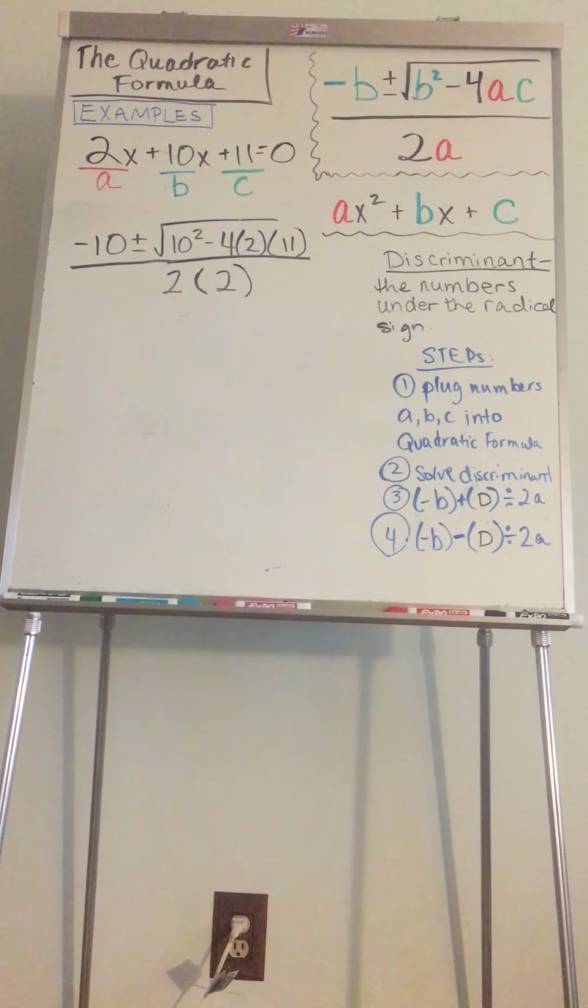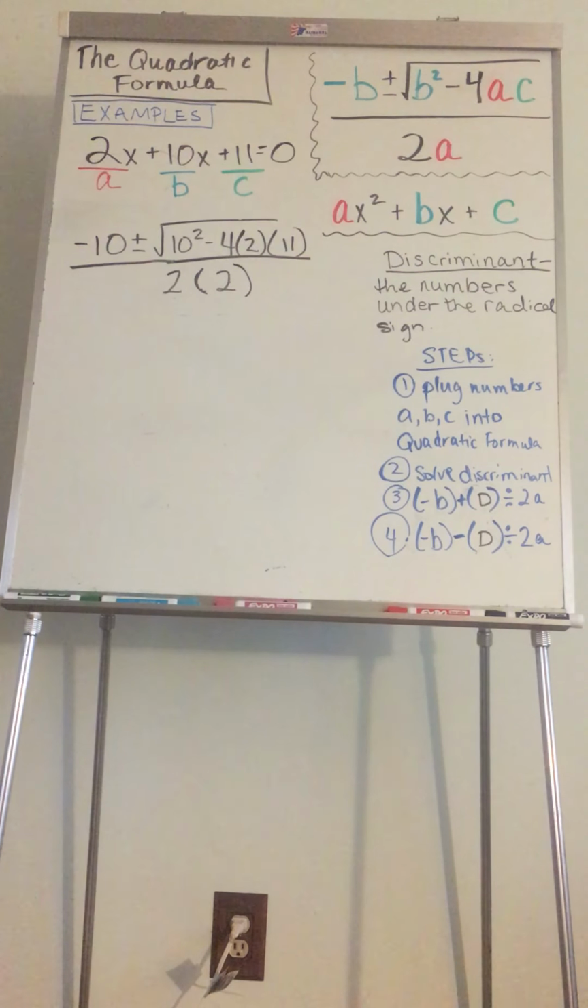Okay, so you're using the form ax squared plus bx plus c, and you're taking the a, b, and c and taking those numbers and plugging them into a formula, which is negative b plus or minus the square root of b squared minus 4ac, 4 times a times c, all over 2 times a.